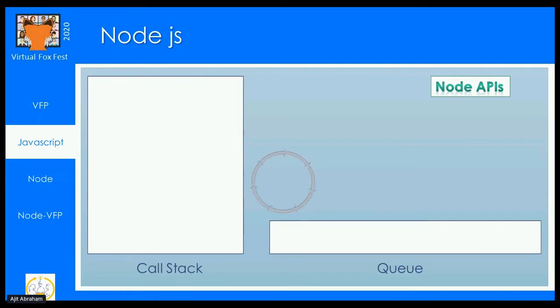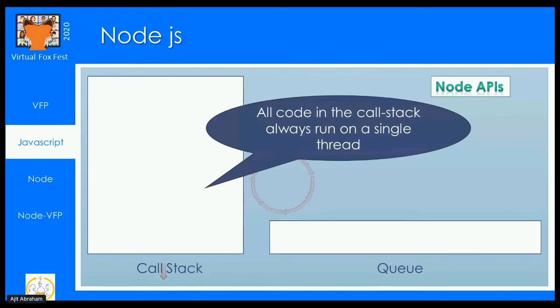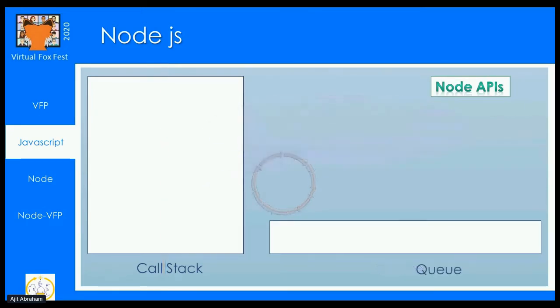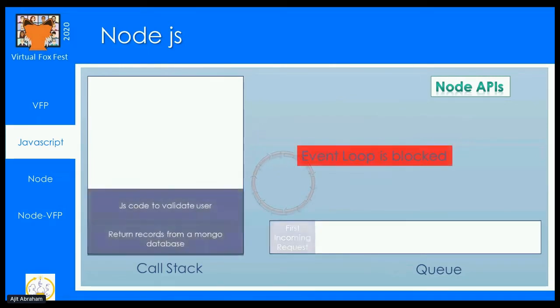Remember, whatever JavaScript code is in our call stack will always be executed on the main single thread. Let's say we get our first incoming request. As the call stack is empty, the code for the first request is put in the call stack. And let's say that there are two parts to the first incoming request. First is to validate the user, and second is to get records from a Mongo database.